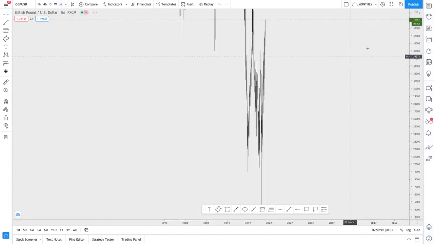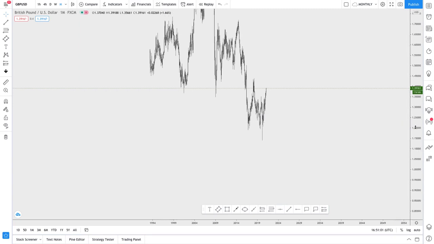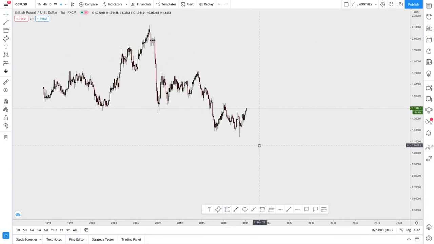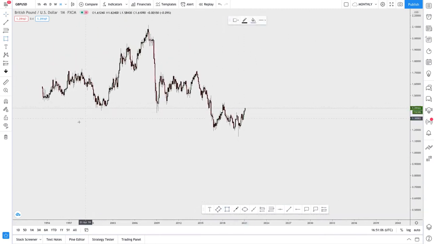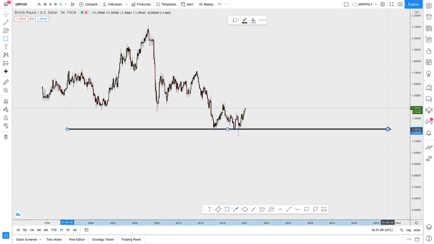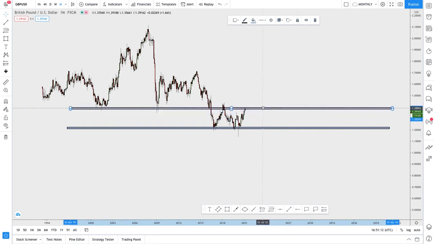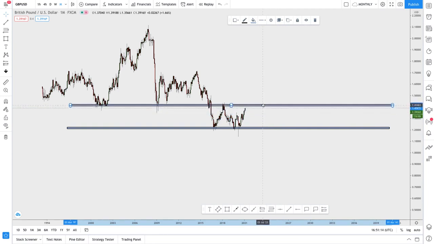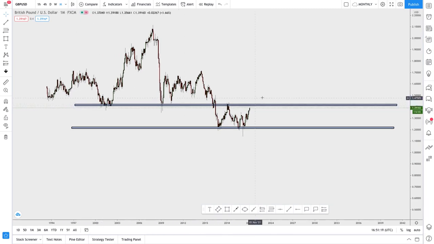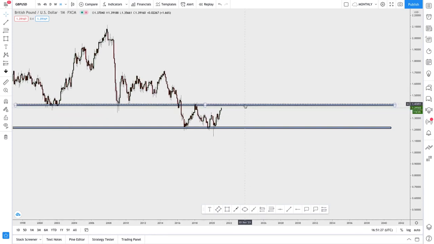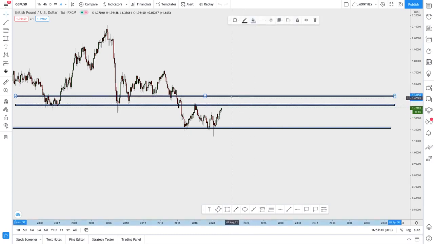GBP USD, always start on the monthly time frame, as you know. Come and look for the most obvious turning points, which were these ones here. Look for the top, about here, and as you can see, everything joined nicely. I think for GBP/USD, that's pretty much about it.